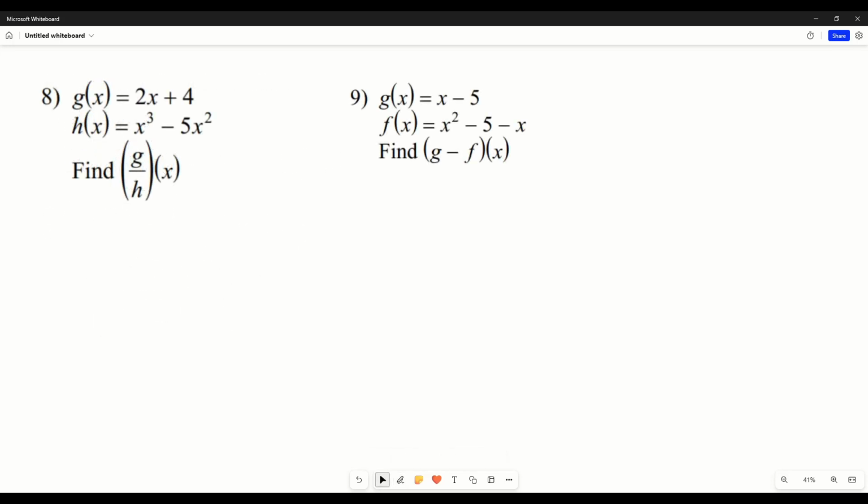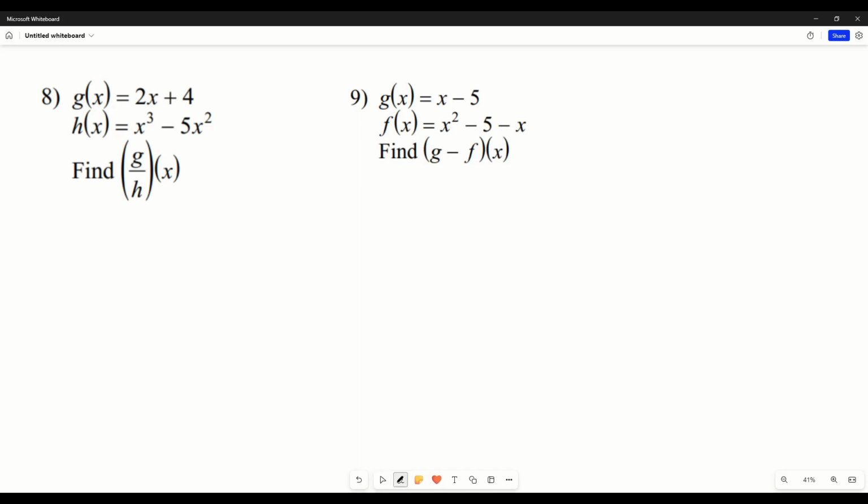For this next problem, question 8, we have g of x equals 2x plus 4, and h of x equals x cubed minus 5x squared. We're asked to find g over h of x, or what g divided by h is going to be. So this is really simple.